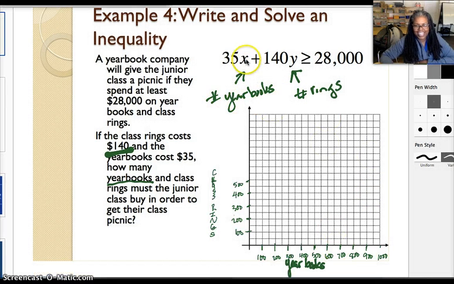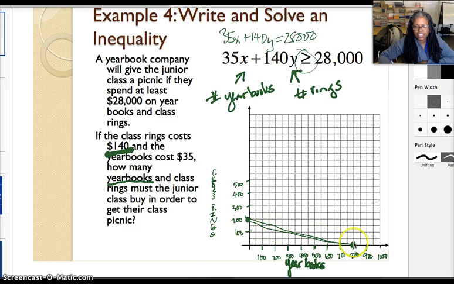Okay, so we recognize that x deals with yearbooks, and I've taken the liberty of having along the x-axis yearbooks up to 1,000 yearbooks, and I wrote over here our class rings, up to about 500. And what we're going to do is graph the line that is represented here. I did that by finding the x and y intercepts. This means that I can sell 200 rings and we'd make the minimum of 28,000, or I could sell 800 yearbooks and make the minimum. So this line is considered in our answer, and then I would be shading everything above that.